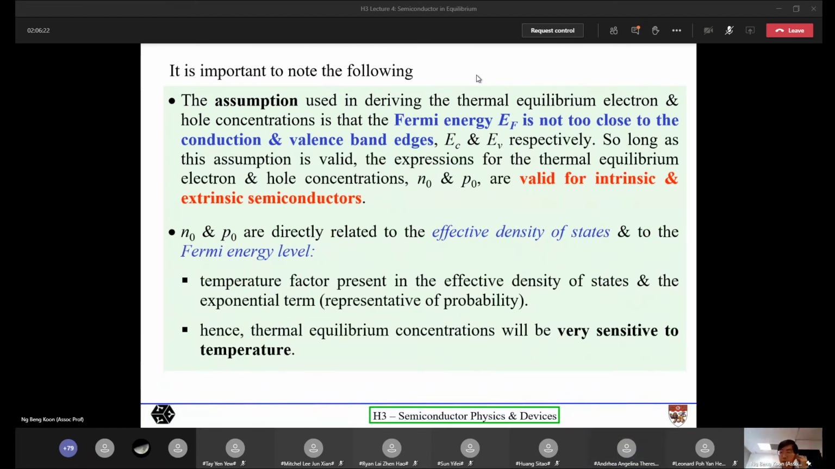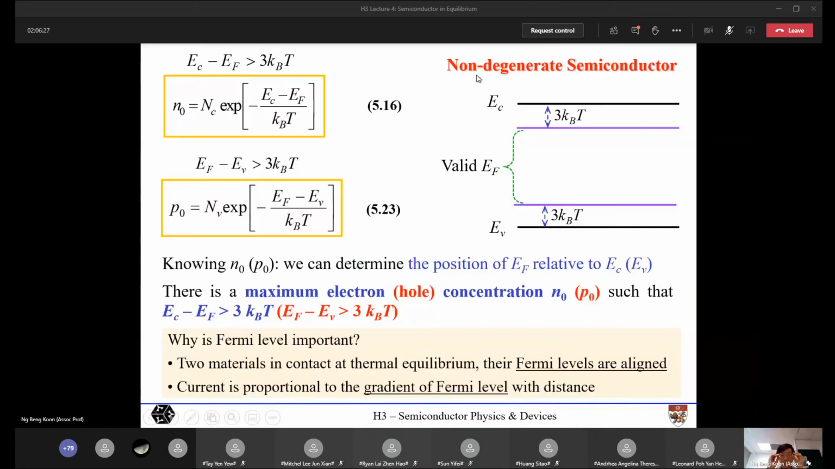Let's come back to our discussion. Just a quick recap. From our discussion just now, we're trying to work out the concentration of electrons and holes in the semiconductor. We consider two quantities, the Fermi-Dirac distribution function and the density of states in the semiconductor. We can derive two expressions to calculate the concentration of electrons in the conduction band and the concentration of holes in the valence band.